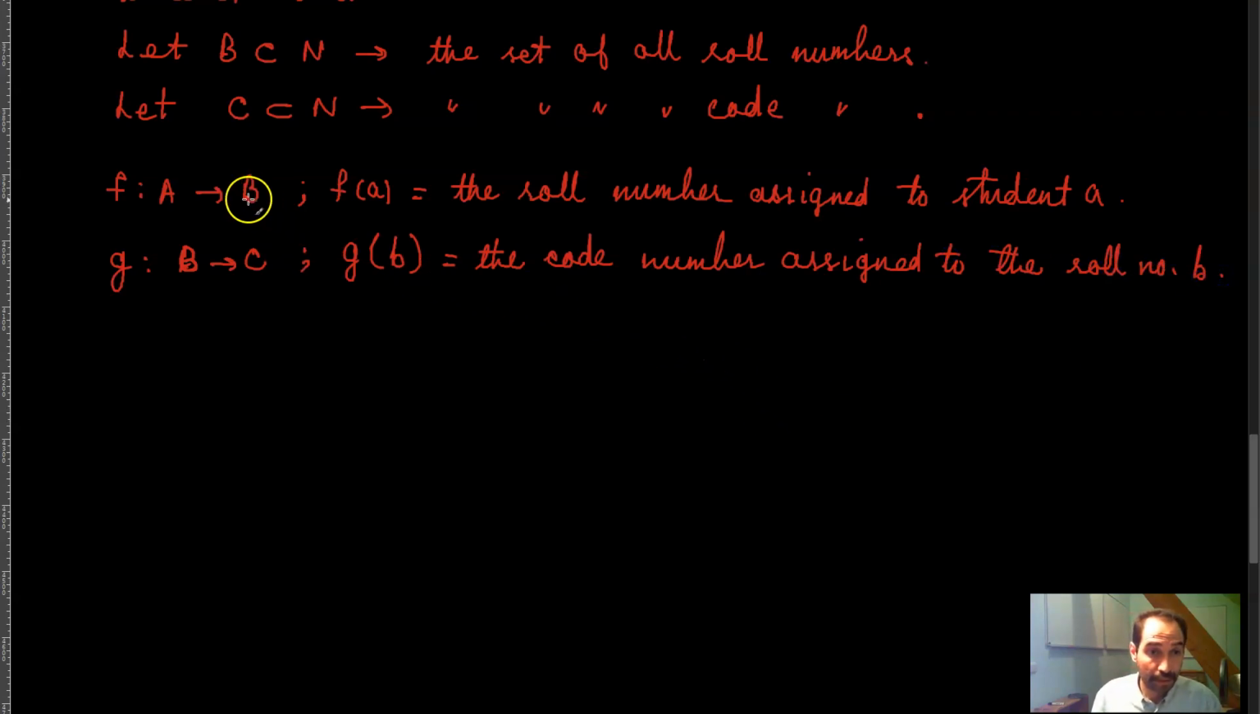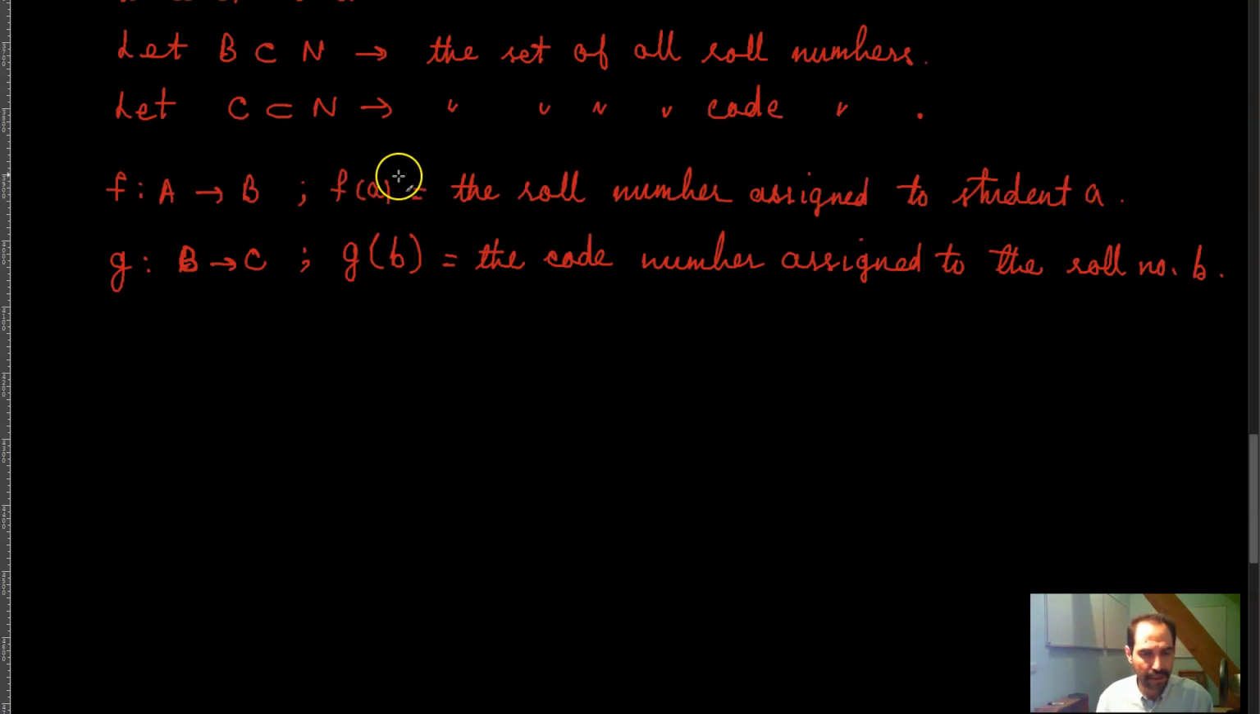Okay? So that means B is the set of all the roll numbers that the board has, and C, which is also a subset of the set of natural numbers, is the set of all code numbers that the board has. So we have two functions here. Function f from A to B defined by the roll number assigned to student A.